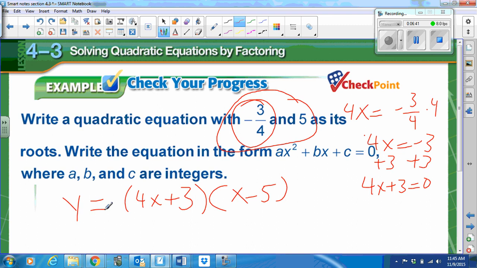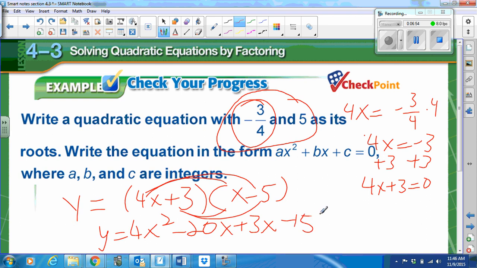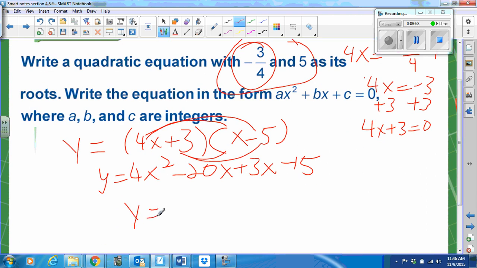And now they want it in standard form, so we need to distribute. So we get y equals 4x squared minus 20x plus 3x minus 15. Combine our like terms, and we get y equals 4x squared minus 17x minus 15.